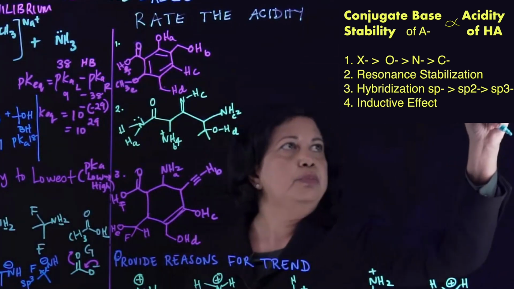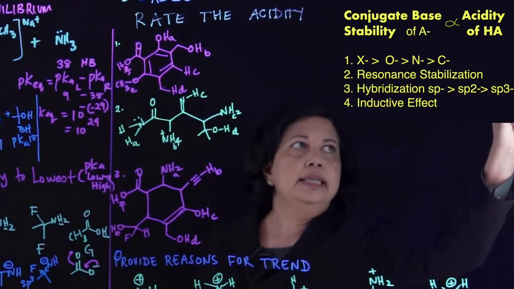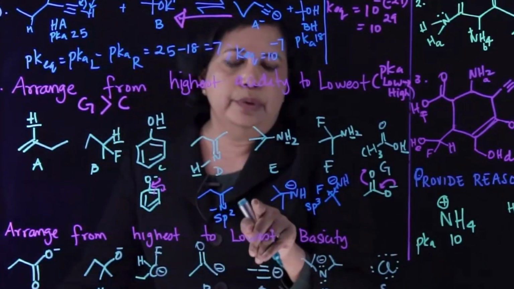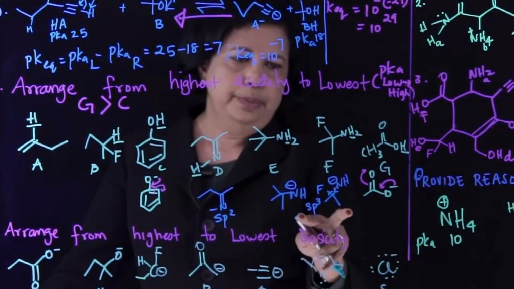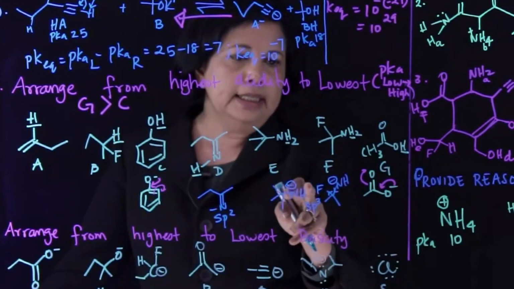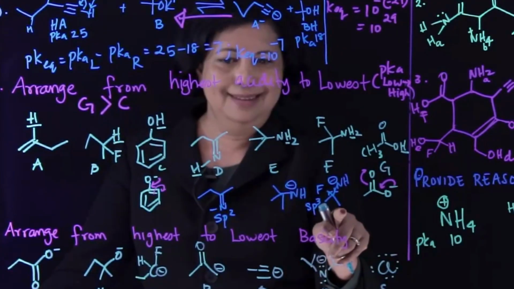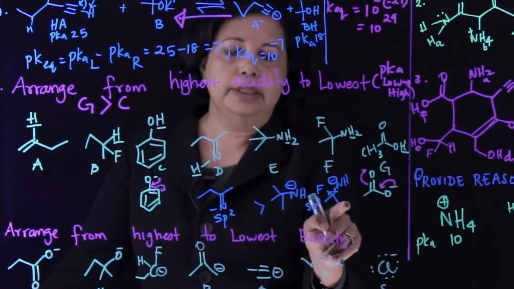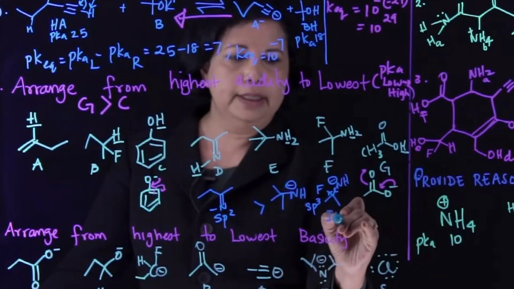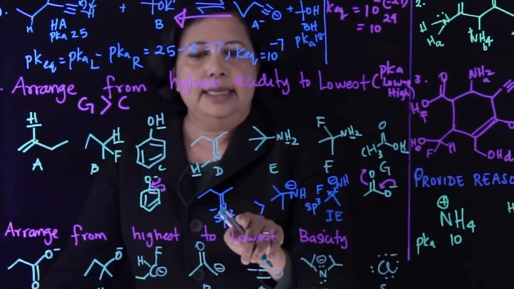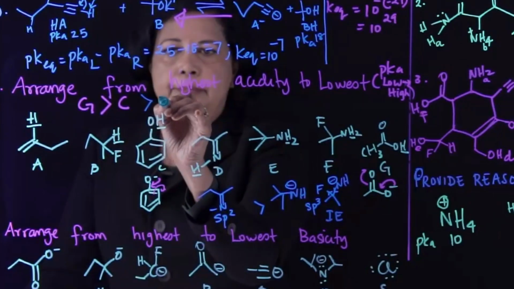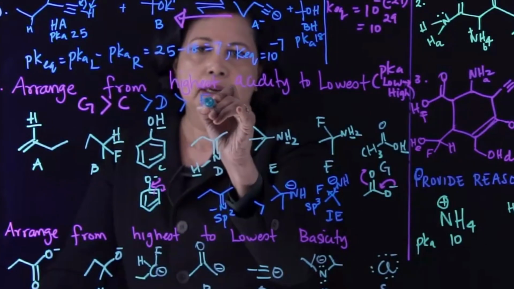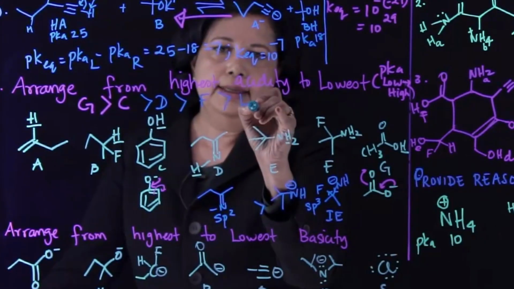Over here we found sp2 anions are more stable than sp3 anions. We don't have any sp anions to compare. So therefore this is going to be greater than these two. Of these two, the inductive effect will stabilize this. So sp2 greater than sp3, and here this is greater than this due to inductive effect. So let's write that down. That's going to be D greater than F greater than E.